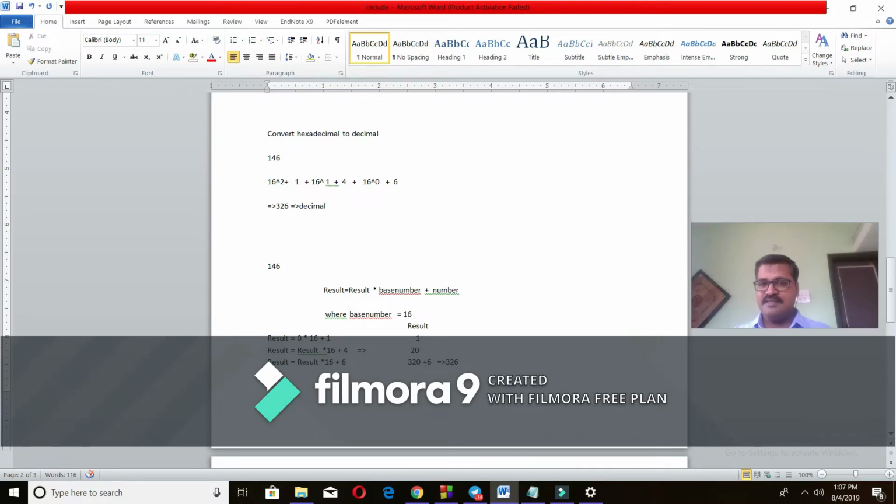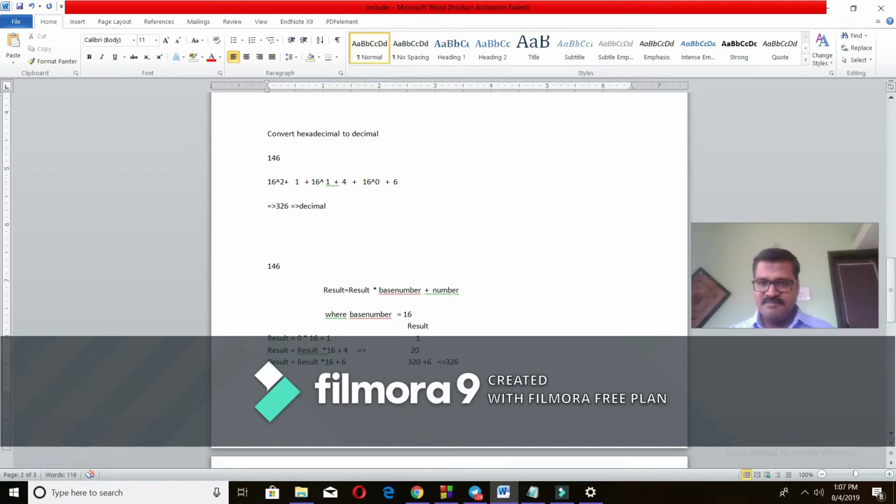Next time the result is replaced here: 1 into 16, 16 plus 4, 20. And next, 20 into 16 becomes 320, plus 6, and we get 326. So using this formula, we can convert any base to a decimal number, and that is how this logic is utilized.